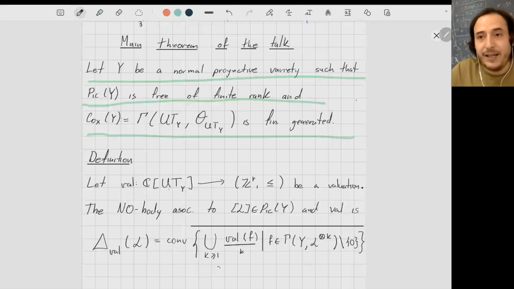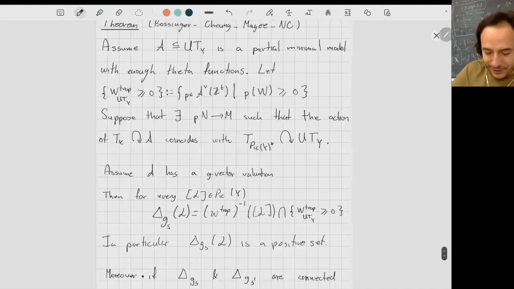And the main theorem of the talk is frozen. It's the following. The picture's not moving. Okay. It's frozen, right? You cannot see the main theorem. Ah, okay, there you go.